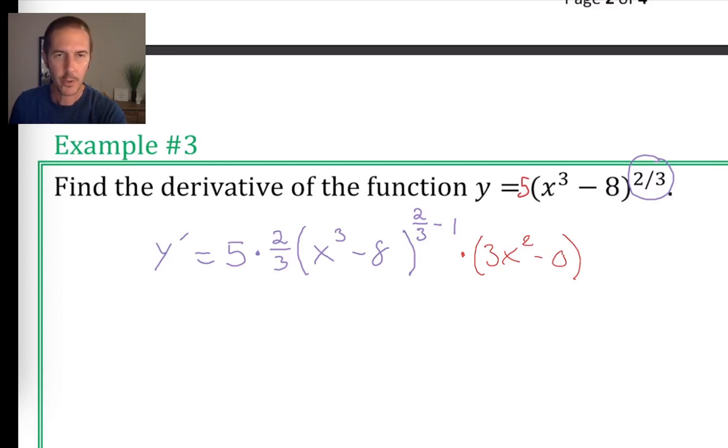So the outer function involved, and now I don't love that this 5 is in red, the outer function involves multiplication by 5 and raising something to the 2/3 power. The inner function was the x to the 3rd minus 8. And then you just have to go through and clean this up. So let's go ahead and finish that process.